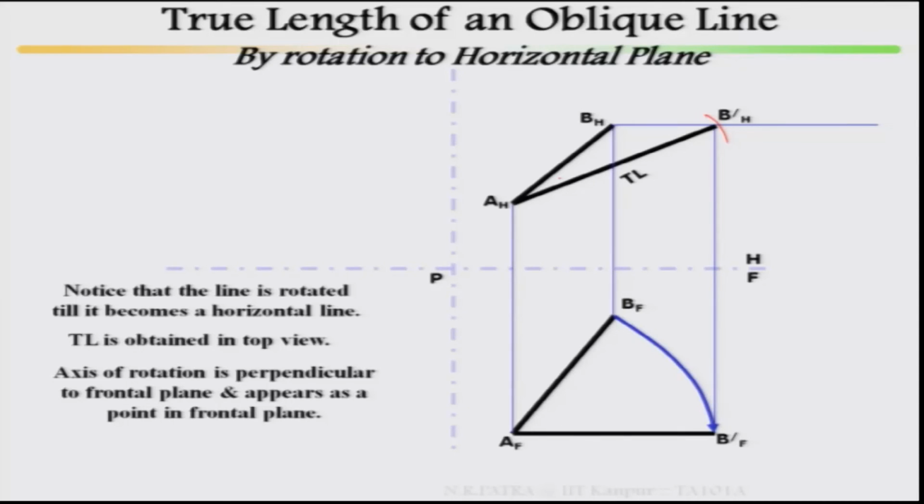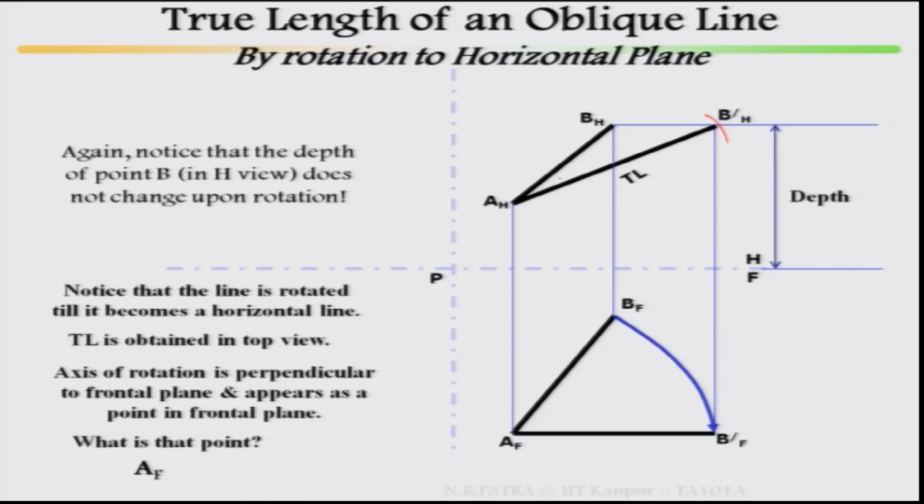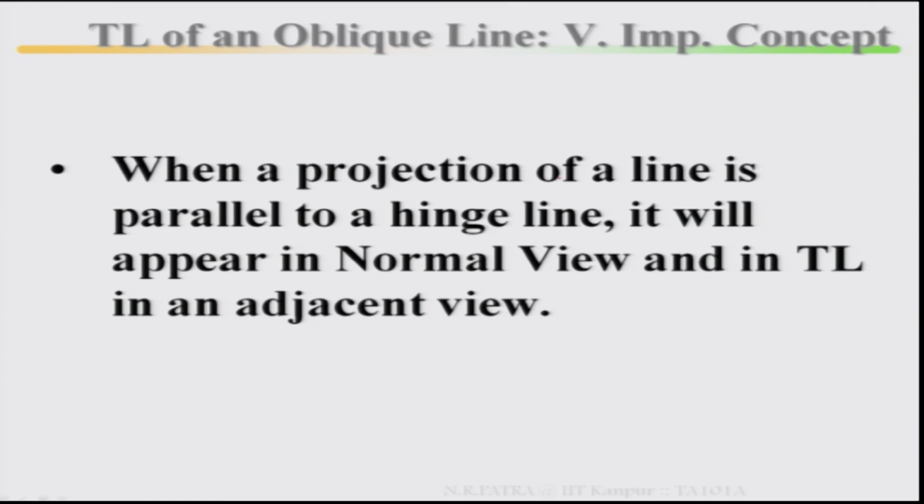The axis of rotation is perpendicular to the frontal plane and appears as a point in the front plane. What is that point? AF. Again notice that the depth of point B in the H view does not change upon your rotation. True length of an oblique line, a very important concept.